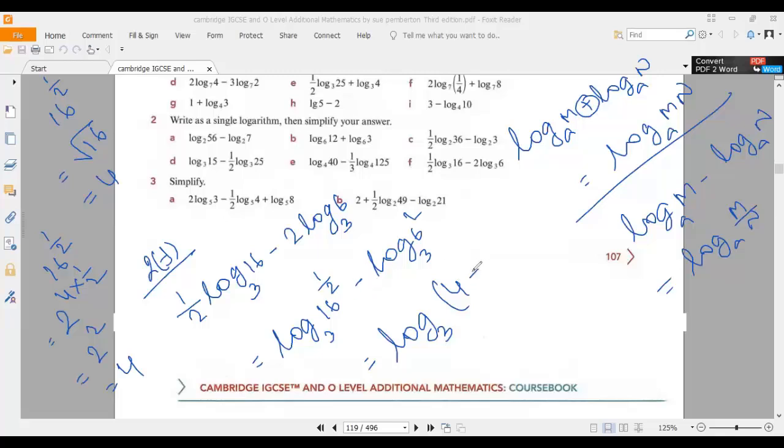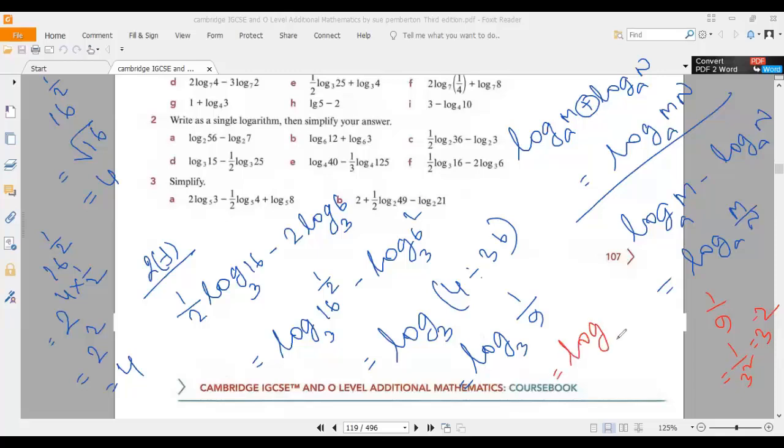So 16 to the power 1 by 2 will be 4. Minus will be converted to division, and 6 squared will be 36. Okay, so 3 base log 4 divided by 36 will be 1 by 9. 1 by 9 also can be written as 3 to the power minus 2. So why? Look, 1 by 9 can be written as 1 by 3 square, and 1 by 3 square is 3 to the power minus 2 in index form. Okay. So we can write in this way.